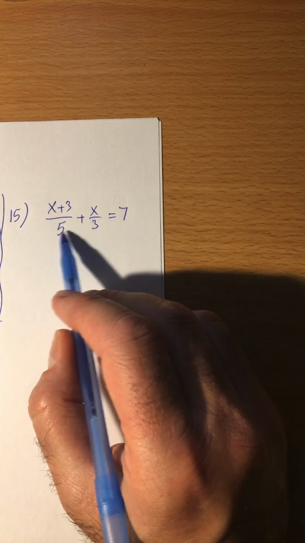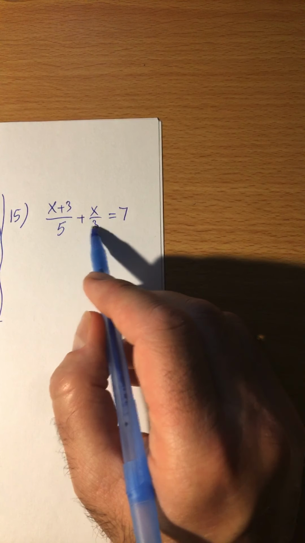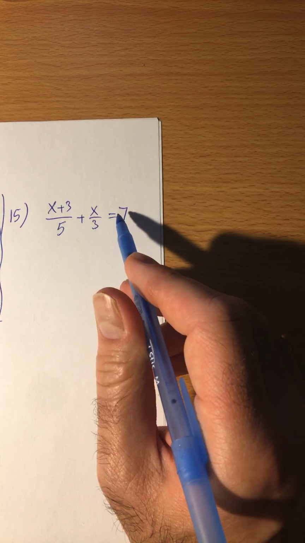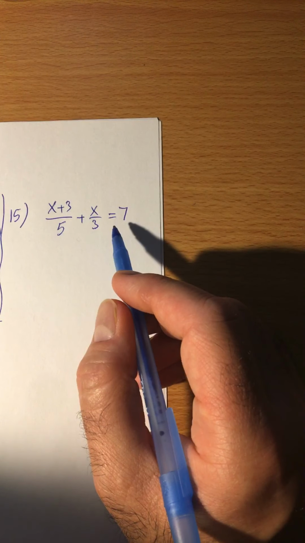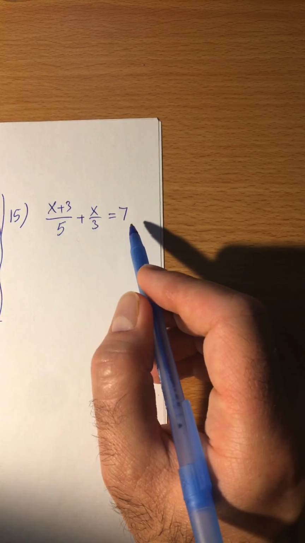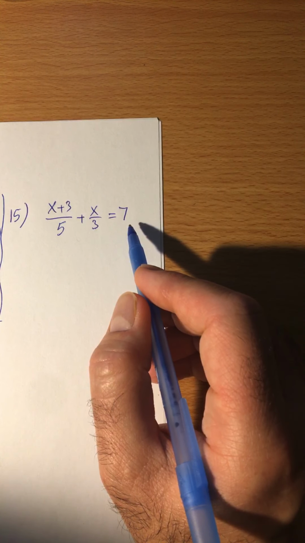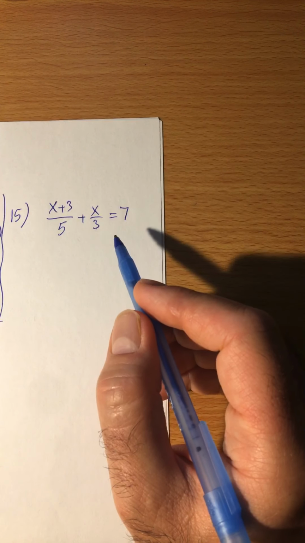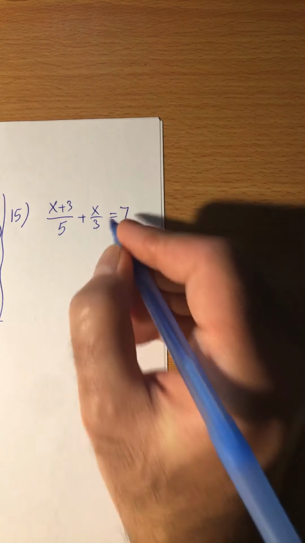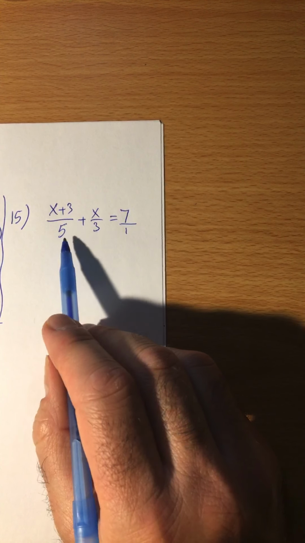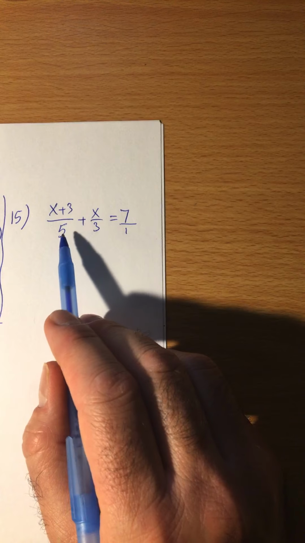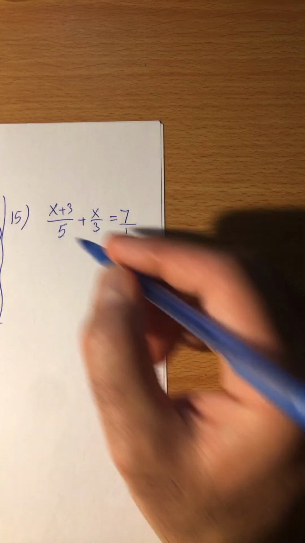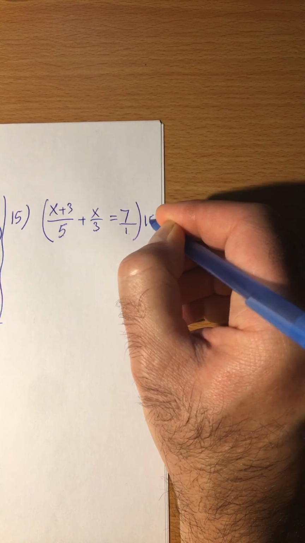So there are two ways of approaching this problem. You can combine the two fractions on the left and then cross multiply, or you can get rid of all the fractions in one shot. Okay, so let's try the second way, because usually people don't like fractions. Now 7 has a denominator of 1. What is the LCD, lowest common denominator, between 5, 3, and 1? It will be 15.